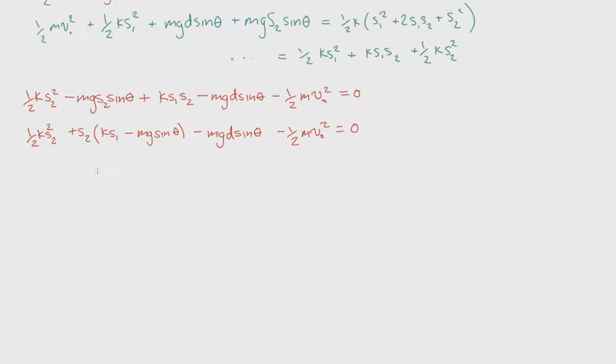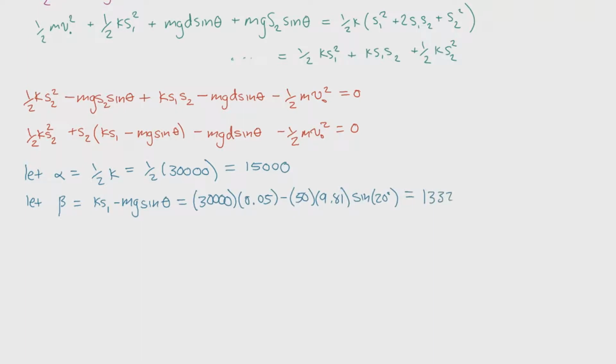So to make this easier to see, what I'm going to do is define some new variables or constants based on this equation. So I'm going to say let alpha equal 1/2 k, and that's just this coefficient right here. This is going to equal 15,000. And then we're going to let beta equal k s1 minus mg sine of theta. And that's just this constant right here. And that's going to equal 1332.23912. I don't know why I'm being so precise in this problem.